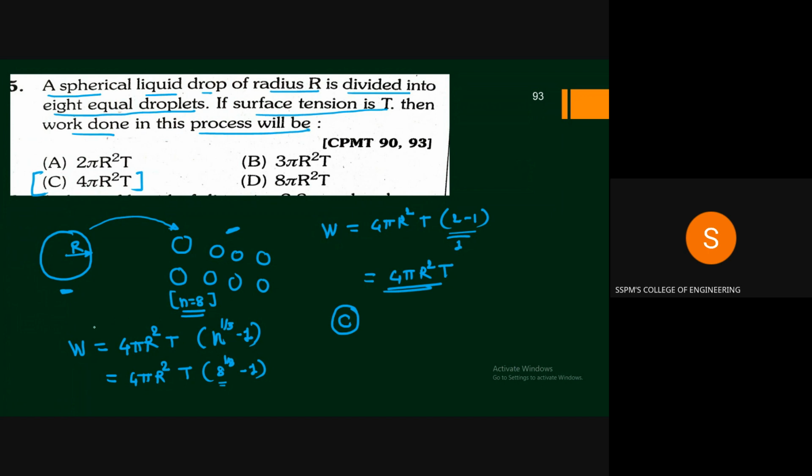So here the formula we have used is W when a bigger droplet is converted into smaller droplets. You should remember this formula, 4 pi r square capital T in bracket n raised to 1 by 3 minus 1.